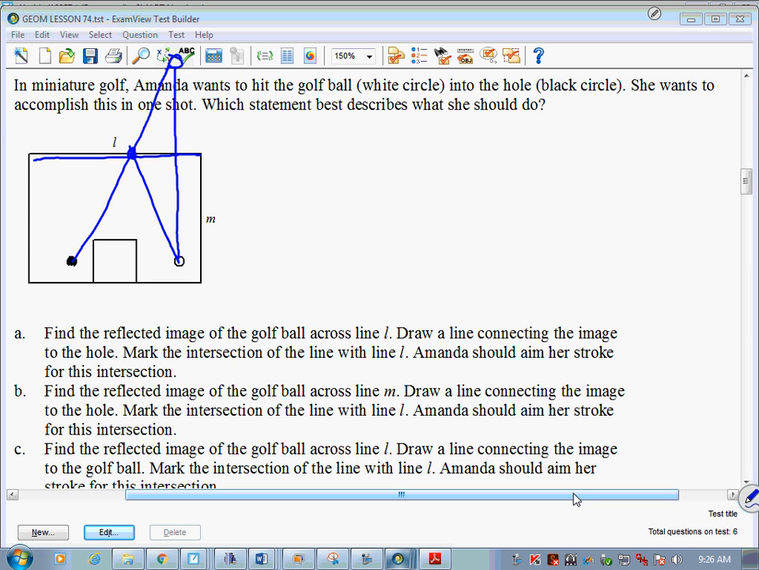So your answer here is A. It says, find the reflected image of the golf ball across line L. Draw a line connecting the image to the hole. This is our image up here. Mark the intersection of the line with the line L. Amanda should aim her stroke for this intersection. So again, I don't know that this is anywhere in this lesson at all. It's kind of a goofy question, but there it is. Okay? Do you feel enlightened? I hope so.